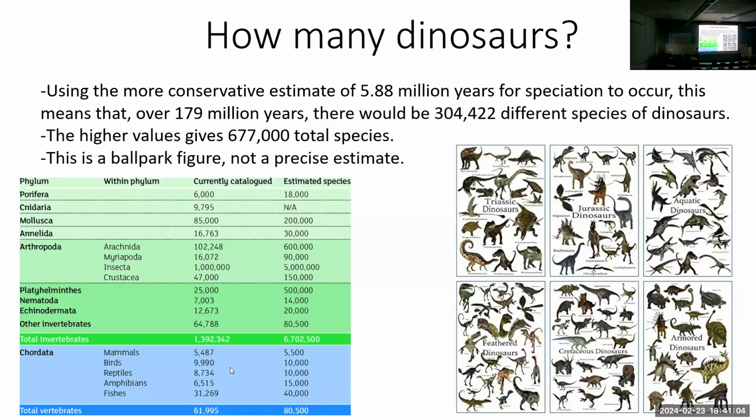And just to give you a comparison, right now there's about 600,000 species of arachnids, 200,000 species of mollusks just at this moment, 500,000 species of flatworms, vertebrates in general about 80,000. So I don't think it's out of the realm of possibility, or it seems unreasonable to conclude, that this number could be accurate.